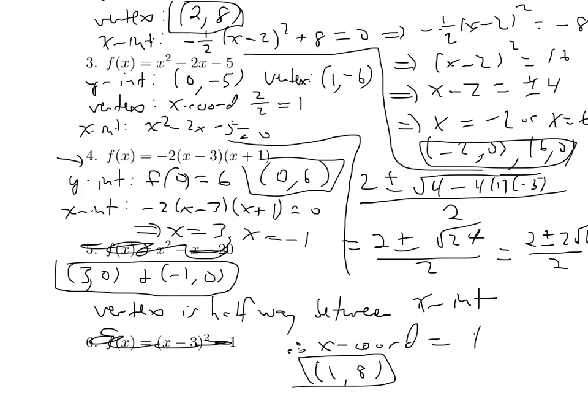But in that case, because the x-intercepts are so easy to find, you might as well find them first and then get the vertex from there.